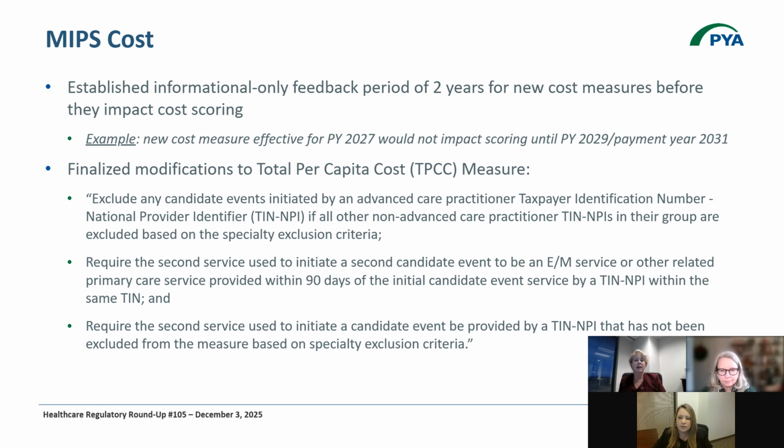So that gives providers enough time to get scored on the measure, get the feedback, get the breakdown on how they could impact that score, and hopefully make some changes in a positive way before it impacts payment in the big picture. They did also finalize some modifications to the total per capita cost, the TPCC measure.